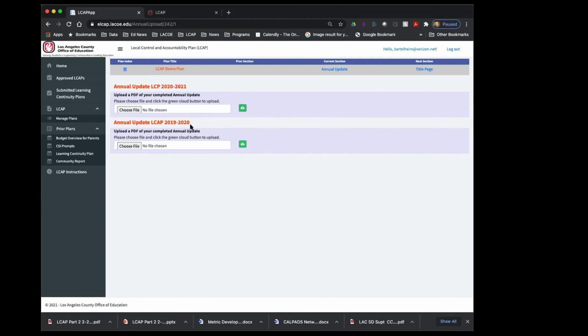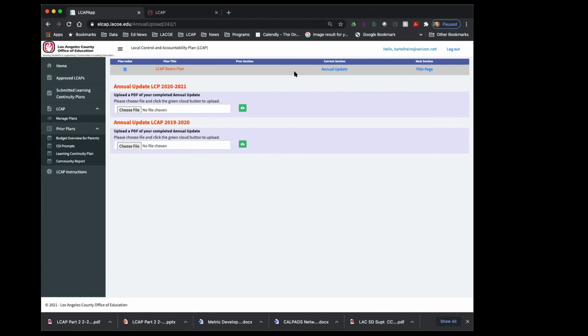If you are an ELCAP user, you're going to go to the legacy system, which I'll show you in a minute. You're going to create your annual update there, and you're going to upload that here. There may be some people who are transferring over. I've talked to a few LEAs who are interested in transferring over to our system. And if you were using another system prior to now, you can probably complete your annual update pieces in that system, save it as a PDF, and then upload it here. So that's the annual update part.